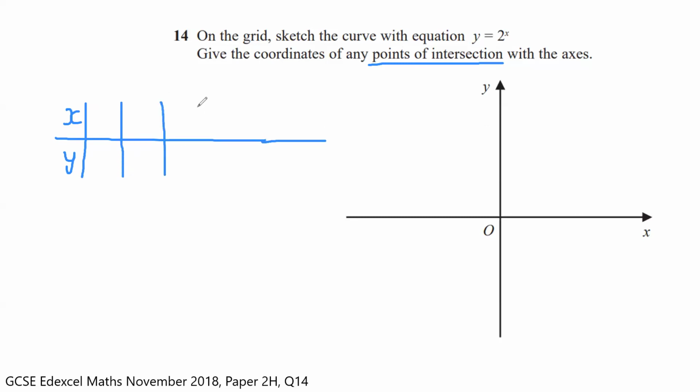Okay, so I'm going to draw myself a little table. I'm not going to do too many values. So I'm going to start with -3, -2, -1, 0, 1, 2, 3.